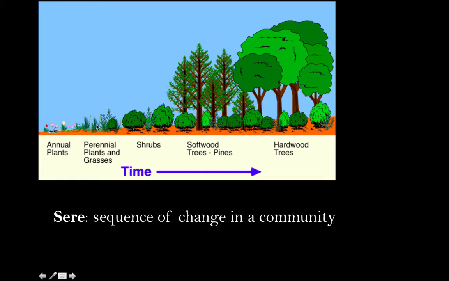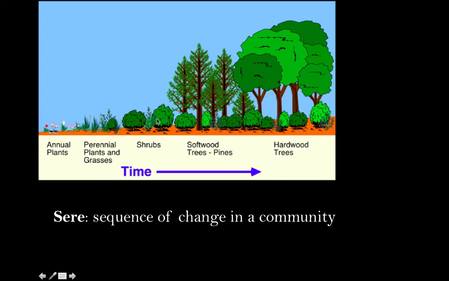You need deeper soil to support perennial plants and grasses, and you need even deeper soil to support shrubs. So each of these stages of vegetative development basically sets the stage to support the next stage of vegetative development. And as you can see, as the forest grows bigger and bigger, it begins to shade out these understory shrubs because of things like light competition. These shrubs basically shade out the perennial plants and grasses, once again, because of something like light competition.